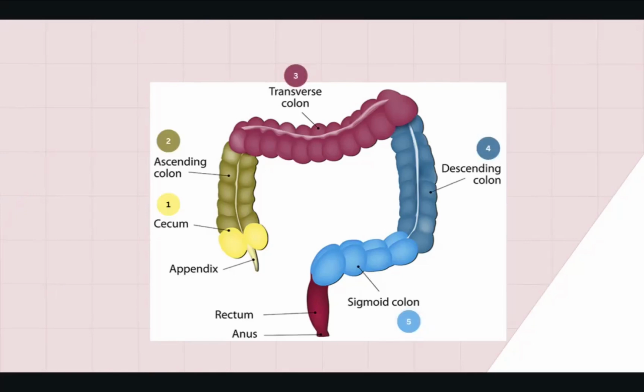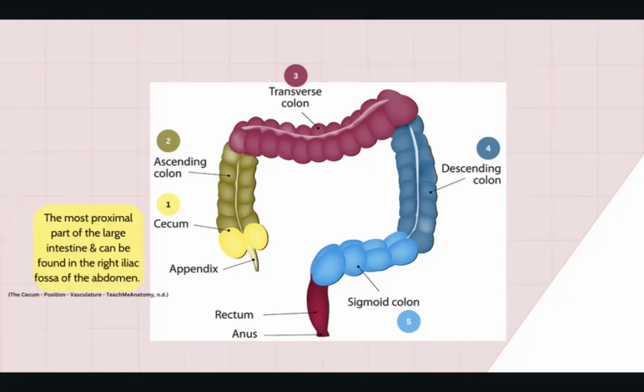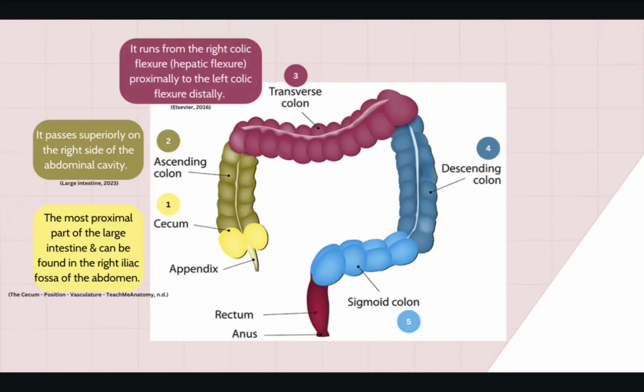Let's start with the cecum that's highlighted in yellow. Cecum is the most proximal part of the large intestine, and it can be found in the right iliac fossa of the abdomen. Ascending colon, highlighted in green, passes superiorly on the right side of the abdominal cavity. The transverse colon runs from the right colic flexure, hepatic flexure proximally, to the left colic flexure distally.